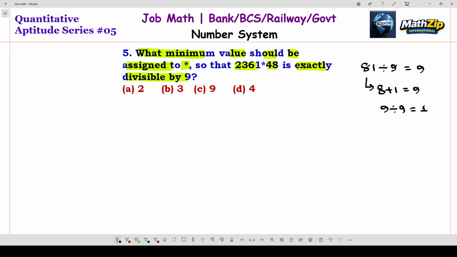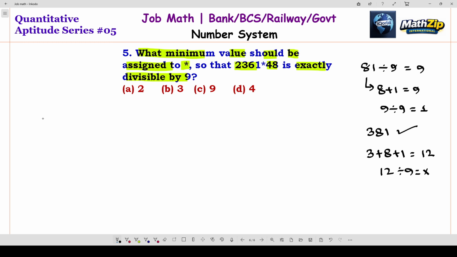More example, suppose we can say 381. Is it divisible by 9? Let's check. First 3 plus 8 plus 1, it will be 12. So 12 is not divisible by 9 because a remainder will come. Therefore, 381 is also not divisible by 9.